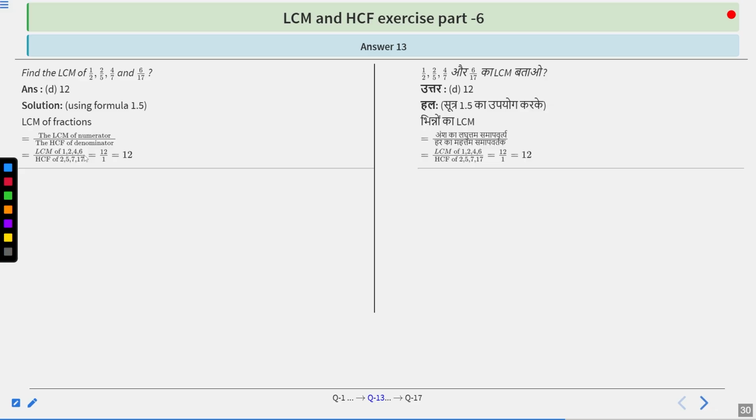LCM of 1, 2, 4 and 6 is 12, whereas 2, 5, 7 and 17 are prime numbers. That means their HCF is only 1. So 12 upon 1, that is 12, is the correct answer, option number D.